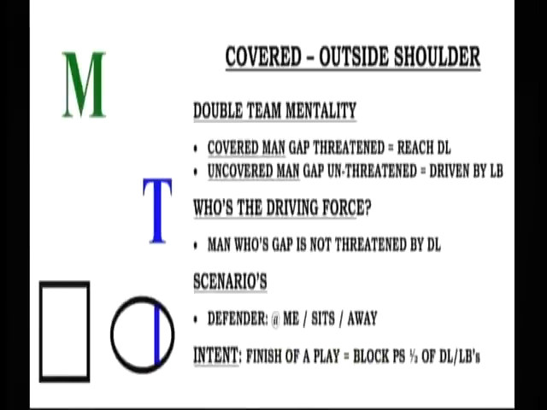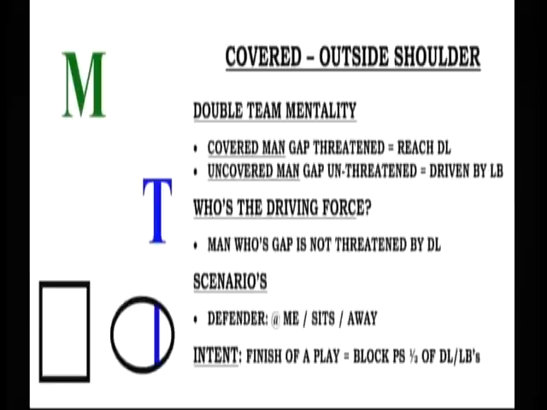Okay, let's talk about the double teams right now and the different scenarios. In this scenario that you're looking at right now, we're covered on our outside shoulder. So again, there's a covered man and an uncovered man. When we're covered on our outside shoulder, again, this is any two offensive linemen on an outside zone play. This can be the center and the guard. This can be the guard and the tackle. It really doesn't matter. The mentality that you need is covered or uncovered. Covered and your gap threatened, covered or your gap is unthreatened.